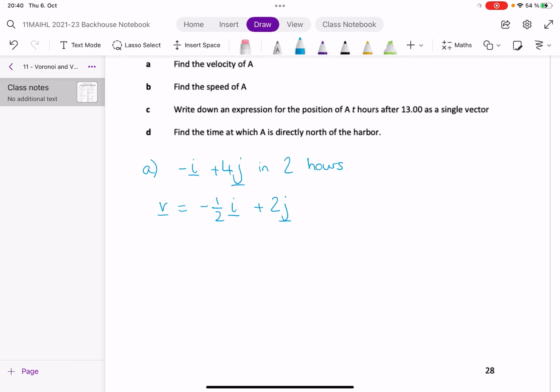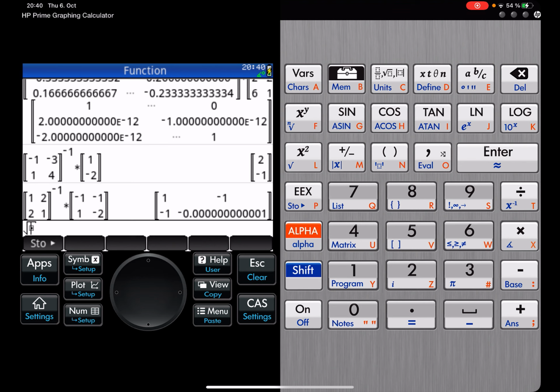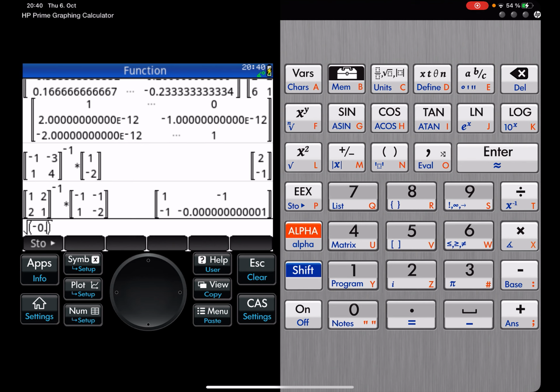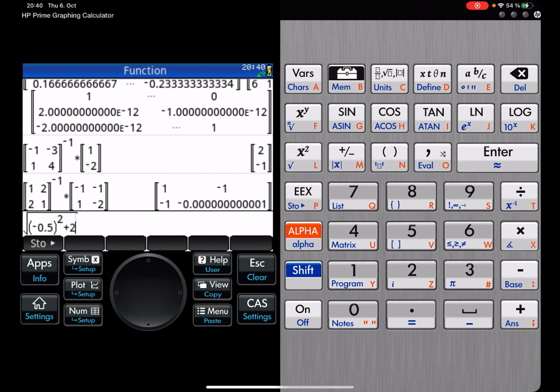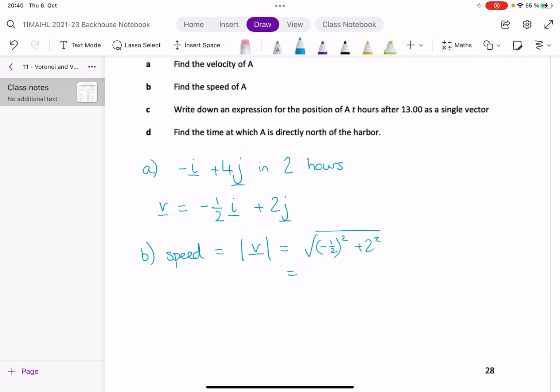Part B asks us for the speed of A. Well, we said the speed is equal to the magnitude of the velocity. So we're going to do the square root of negative a half squared plus 2 squared. Let's just calculate that quickly. Negative a half squared plus 2 squared equals, okay, I'm going to record that as 2.06. 2.06 kilometers per hour.